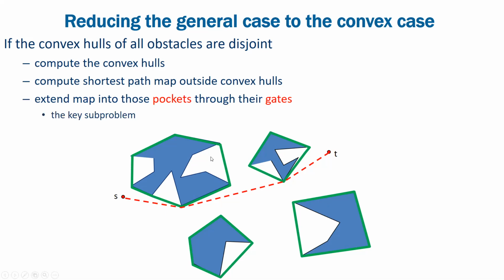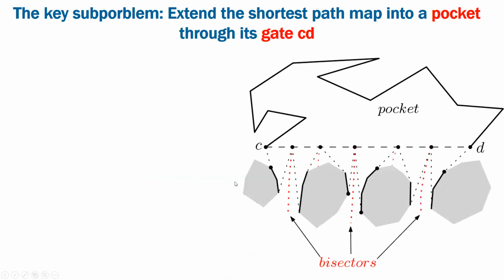And next, you see that there are some pockets, like this one. A pocket is the region between the convex hull and the obstacles. What we do is extend the shortest path map inside those pockets through their gates, like those green edges. This is the gate. This is the gate. So this is a key subproblem.